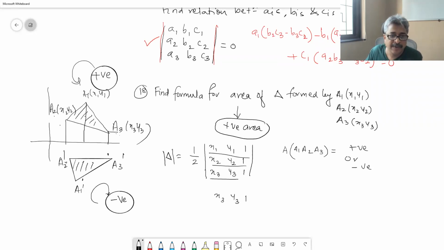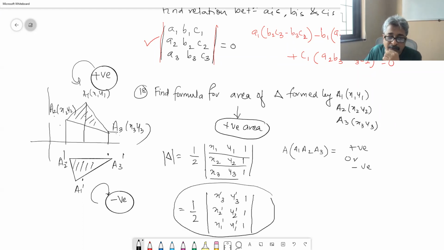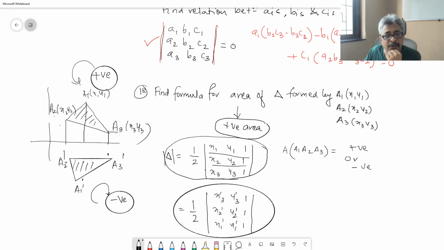Okay, now if you want to keep it anti-clockwise only, maybe you can write x3 y3 1 as your first row, I mean x3 dash y3 dash 1, then x2 dash y2 dash 1 and x1 dash y1 dash 1. Take the absolute value and half. Then this value and this value, without this absolute value sign, will be the same, because I have changed rows here to make it anti-clockwise.